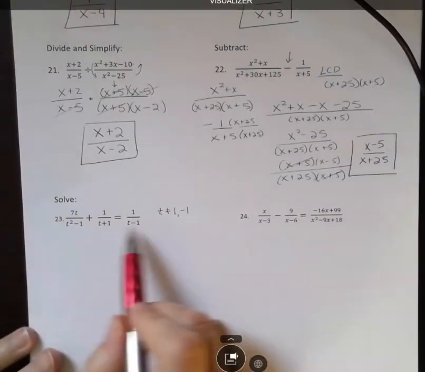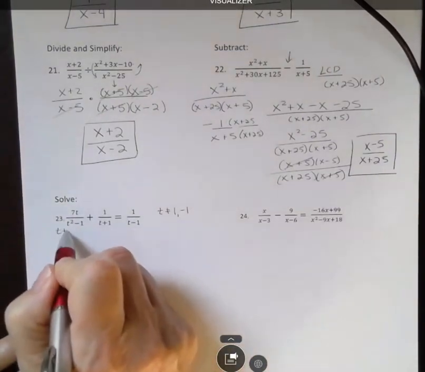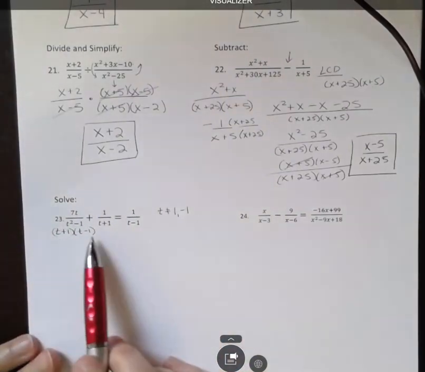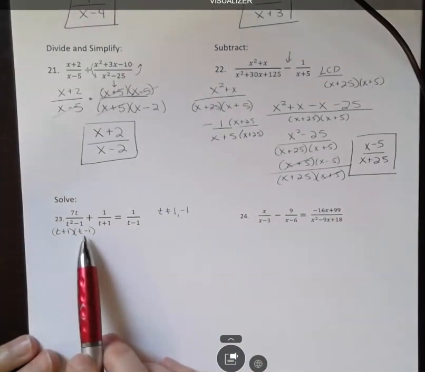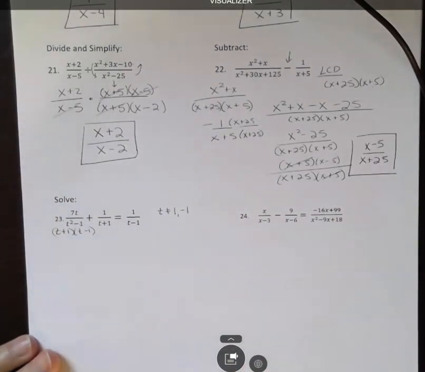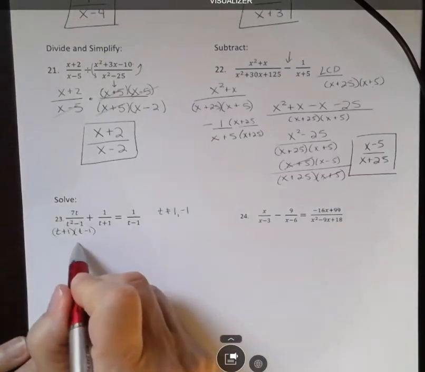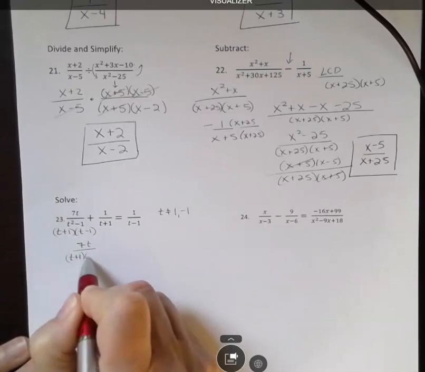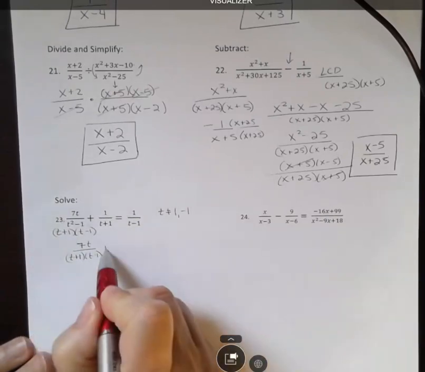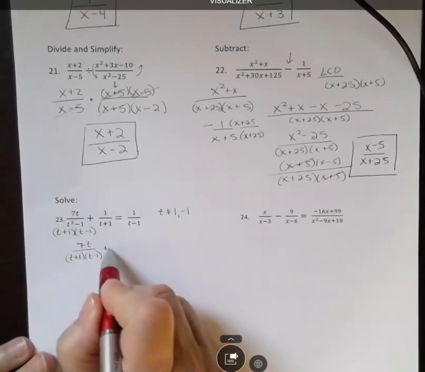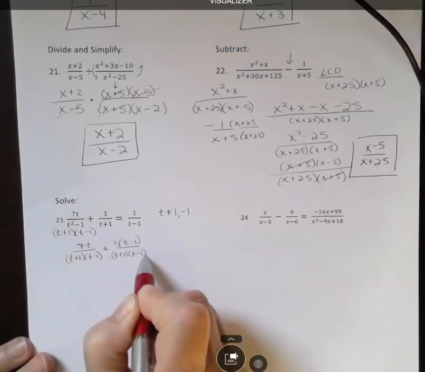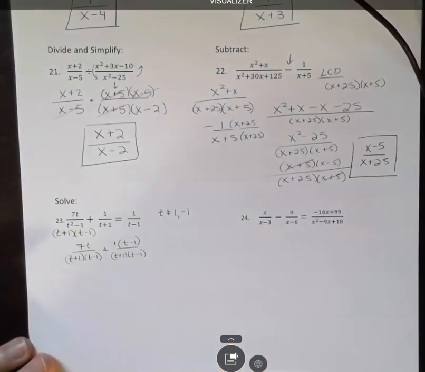Okay, what is the common denominator? Well, this right here is a difference of squares that factors to t plus 1 and t minus 1. So our LCD is t plus 1, t minus 1. And so we go back and we say, what was each of these terms missing? Well, the 7t is already over t plus 1, t minus 1, so it's not missing anything. This term is missing the t minus 1. So we're going to say 1 times t minus 1 over t plus 1 and t minus 1. If I put a term in the denominator, I have to put that same term in the numerator.